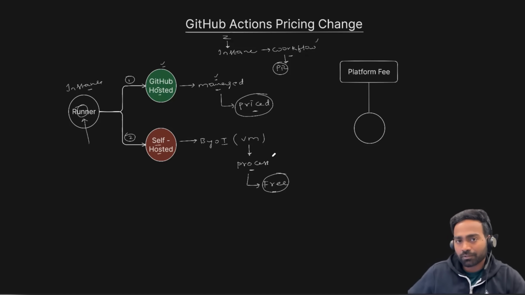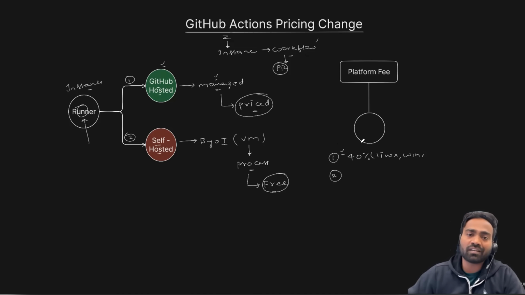Now, what is the pricing change? Very important to understand. There are 2 points in this pricing change. Let's start with point number one. So point number one, which is good news, GitHub is going to offer 40% discount on GitHub hosted runners. Now you can use a Linux runner, you can use a Windows runner, doesn't matter. On all of its runners, GitHub is offering 40% discount on the GitHub hosted runners. And this will be effective from 1st of January 2026.